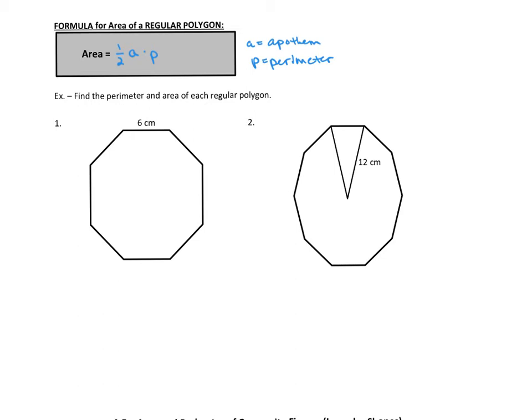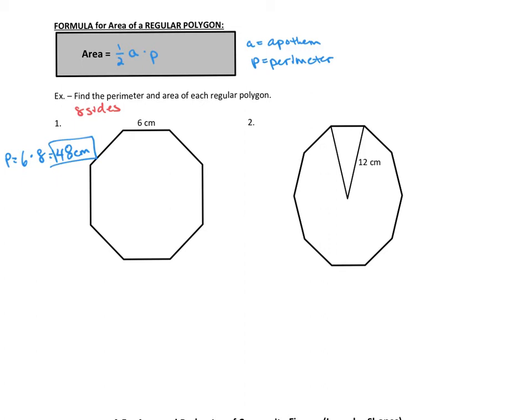All right, let's take a look at number 1. Right away we can find our perimeter. It's 6 times the number of sides, 8 sides. So 6 times 8 gives us a perimeter of 48 centimeters.